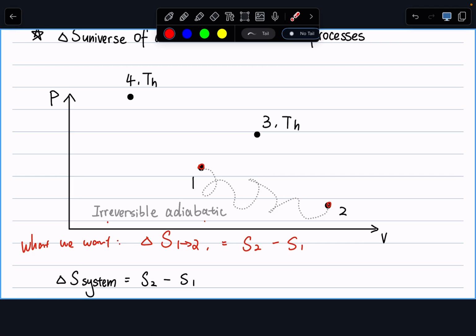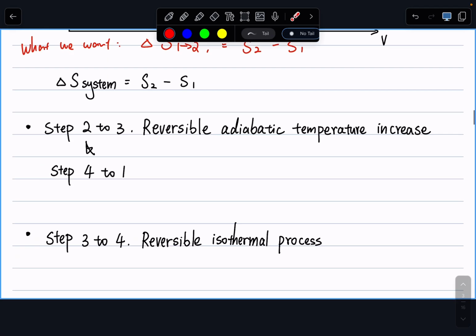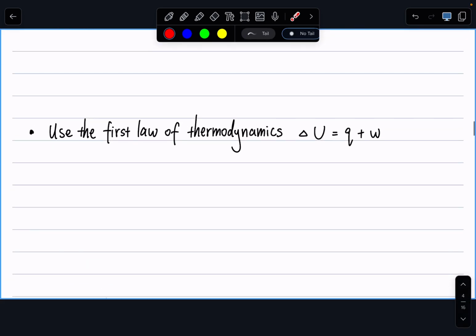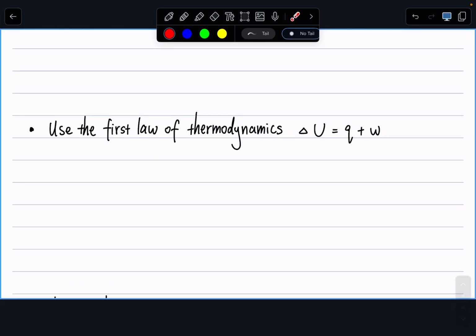Now in order to get an idea about whether this ΔS 1 to 2 is positive or negative, my temperature is always positive. So the key comes to whether or not my Q 3 to 4 is a positive or negative number. So how do we do that? For that, we need to use our laws of thermodynamics. That's the weapon we have. We have our two laws of thermodynamics. Let's use our first law first.